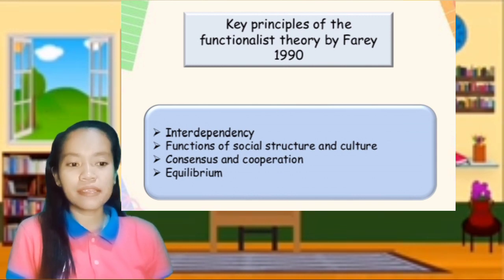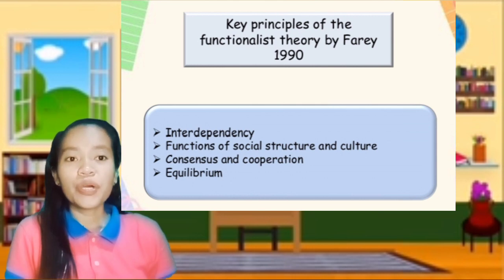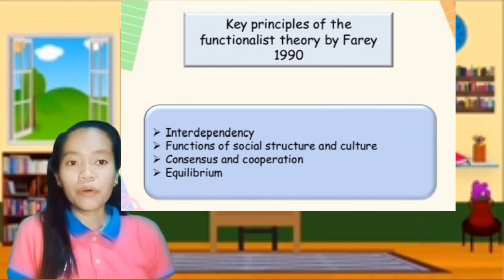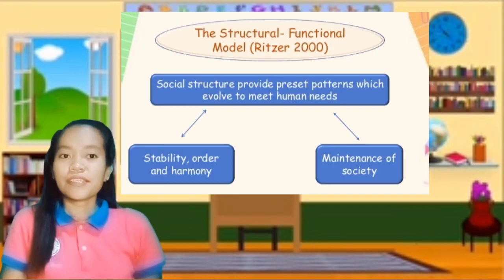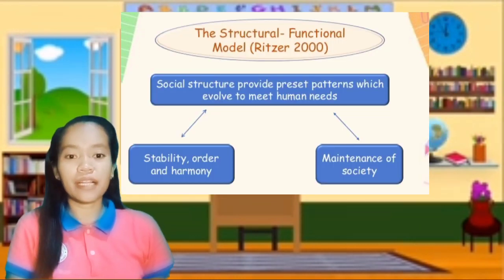The fourth one is equilibrium. It is a characteristic of society when it has achieved the form that is best adapted to its situation. Now, technology, a change in climate, or contact with outside society are all conditions to which a society might have to adapt. So next is the structural functional model.